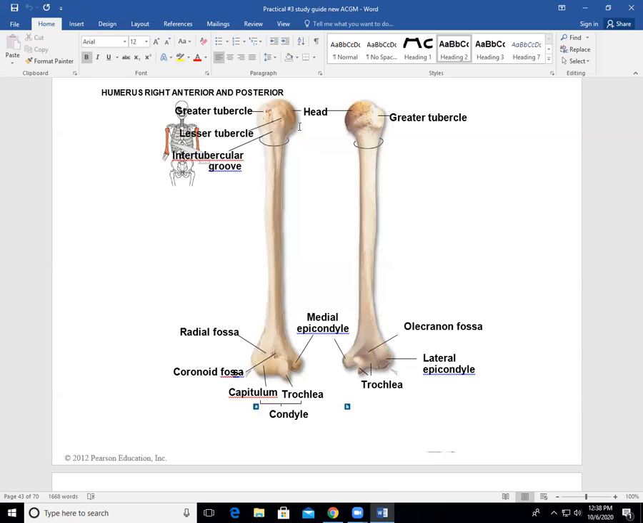All right, so on the posterior side, you should all see a big depression at the bottom. That's the olecranon fossa. That's where the olecranon sits. A big hole there? No, that's the posterior side. That can help you know which way is the front, which way is the back.